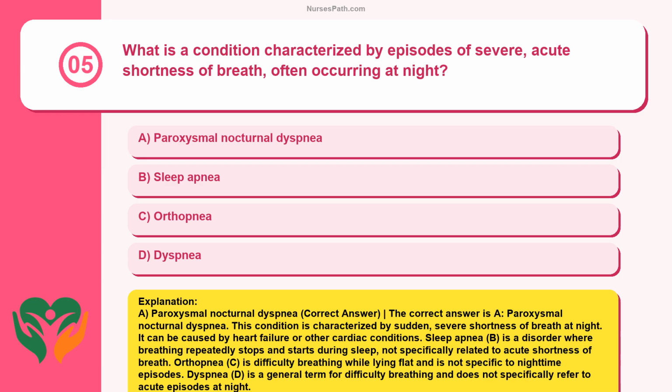Sleep apnea, B, is a disorder where breathing repeatedly stops and starts during sleep, not specifically related to acute shortness of breath. Orthopnea, C, is difficulty breathing while lying flat and is not specific to nighttime episodes. Dyspnea, D, is a general term for difficulty breathing and does not specifically refer to acute episodes at night.